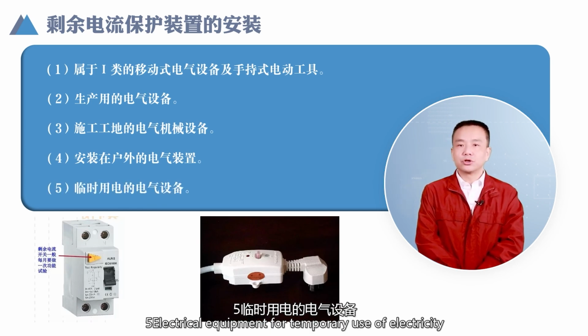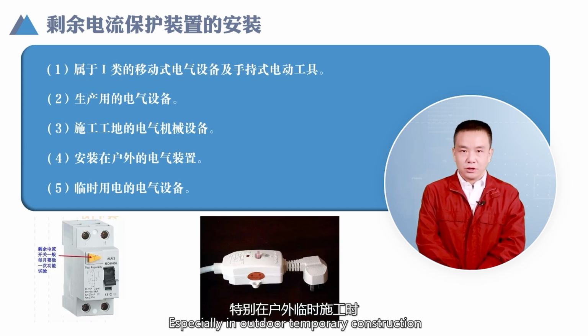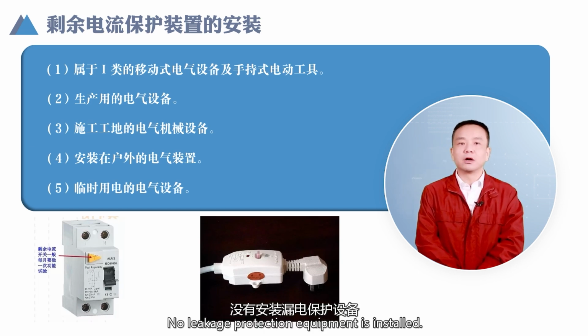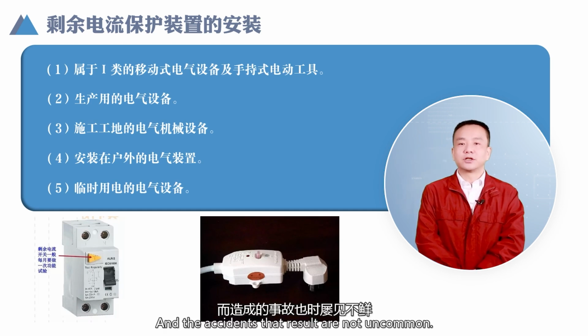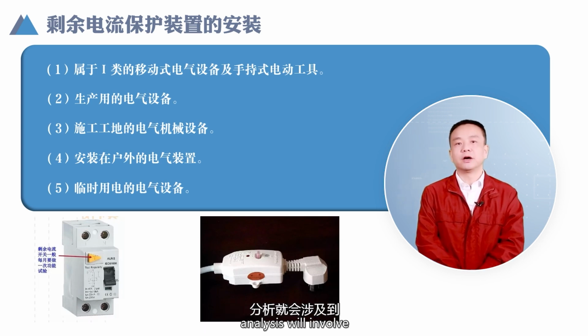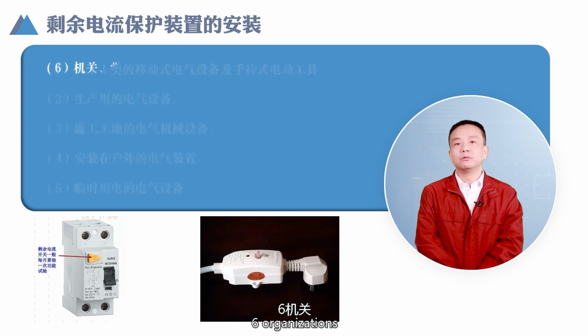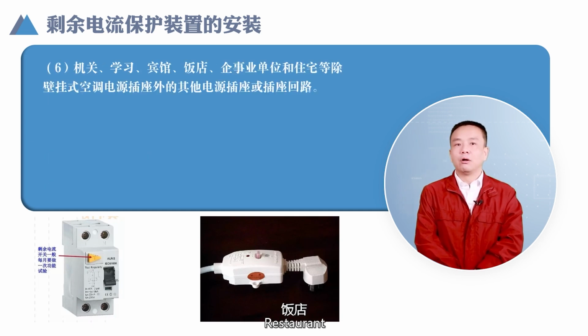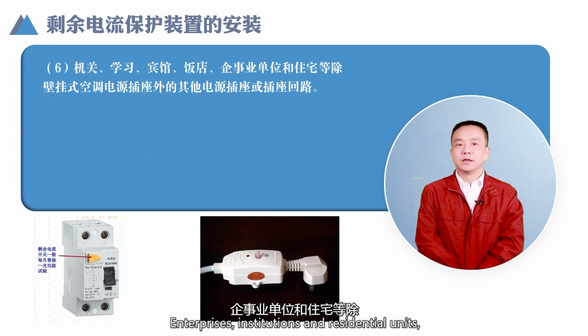5. Electrical equipment for temporary use of electricity, especially in outdoor temporary construction. No leakage protection equipment is installed, and the accidents that result are not uncommon. One of the cases we're going to talk about. 6. Analysis will involve organizations, schools, hotels, restaurants, enterprises, institutions and residential units, etc.